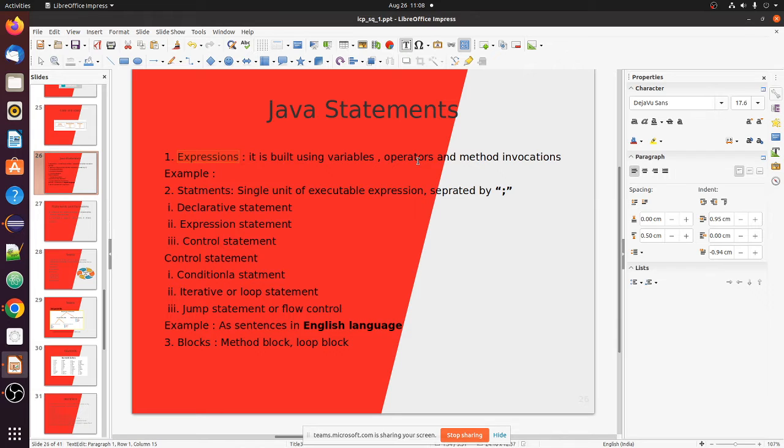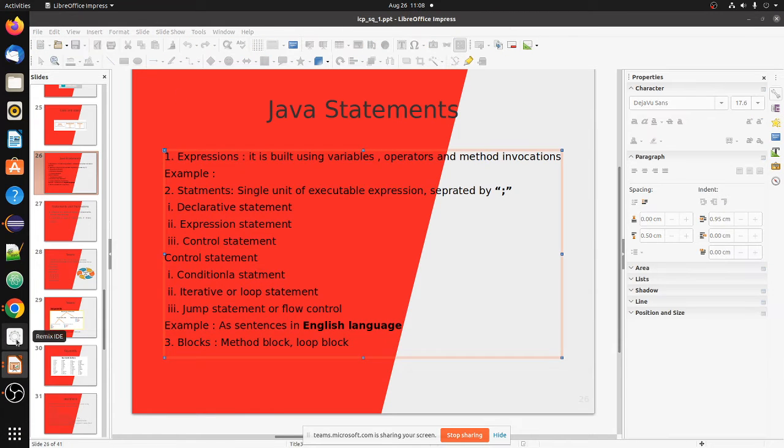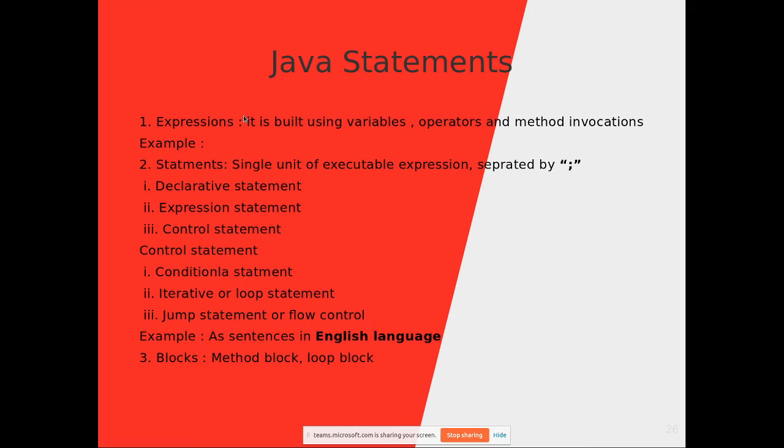So its definition says, expressions are built using variables, operators, and method invocations. Some examples we will see. Basically there will be variables or operands. Suppose an arithmetic expression. How do you define an arithmetic expression?